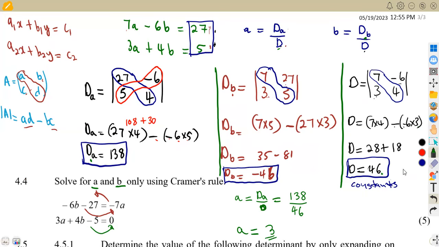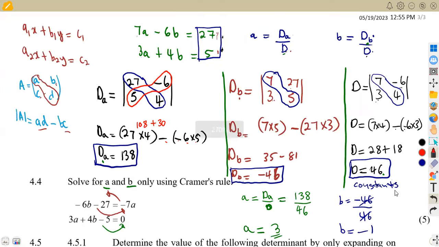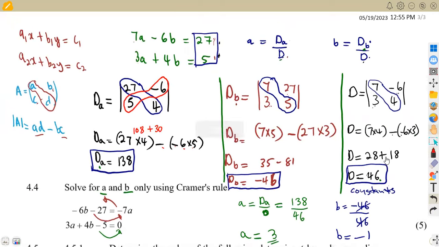So that's the same thing with B. If you are to use the same part here, B, like we said, is the determinant with respect to B over the determinant of constants. The determinant with respect to B is negative 46. So that's negative 46 over 46 in this case. So that means our B is going to give us a negative 1. Okay, so we have the value of A here, which is 3, and also the value of B, which is negative 1. So this is how you can use Cramer's rule to solve for the given equations.